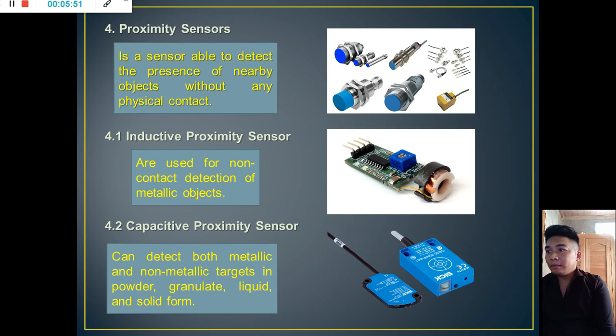landmines. So the 4.2 is the capacitive proximity sensor, which can detect both metallic and non-metallic targets in powder, granulate, liquid, and solid form. So it can detect both metals and non-metals. So it is a very effective sensor.